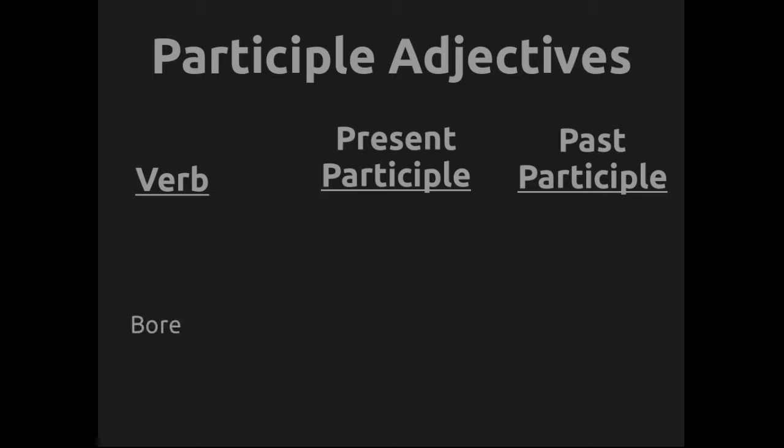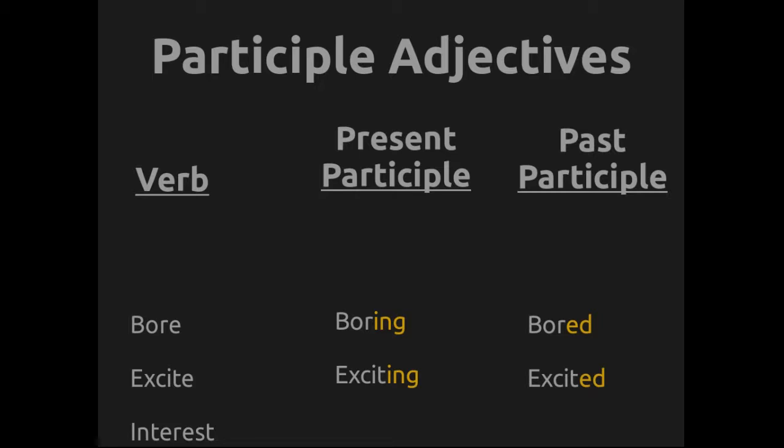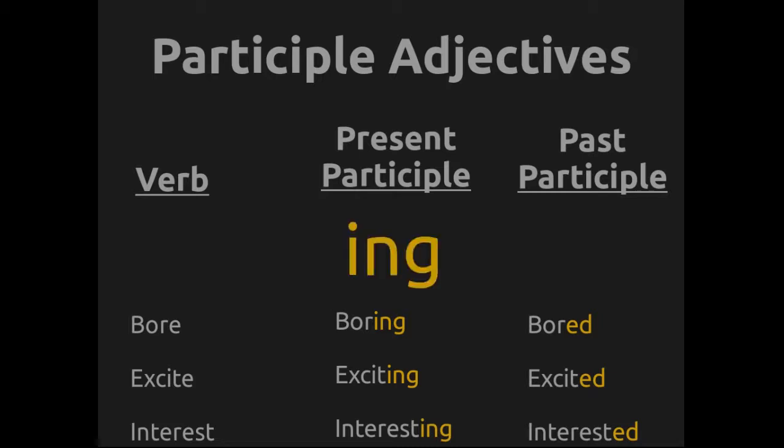Both types of participles come from verbs, so we need to look at some verbs. First we have bore. The present participle is boring, and the past participle is bored. For the verb excite, the present participle is exciting, the past participle is excited. One more verb, interest. The present participle is interesting, and the past participle, interested. Notice that present participles usually terminate with ing, while past participles usually terminate with ed. But there are many exceptions for past participles.